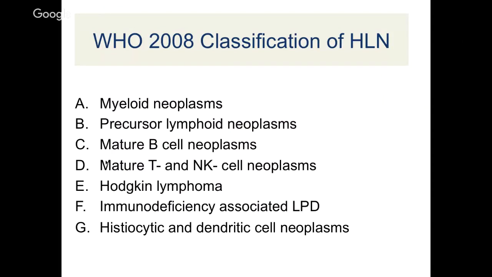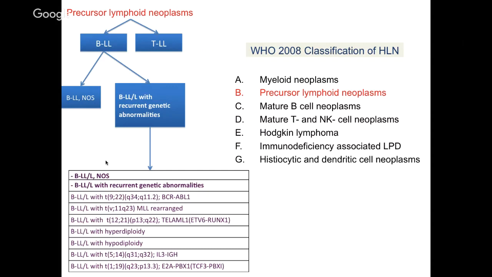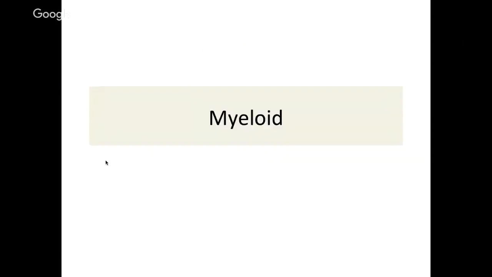So my talk is on acute leukemias and flow cytometry. I begin by sharing with you the 2008 classification, which was published many years back. We already have the 2016 classification now. The older and the new classification are more or less very similar. Some new genetic markers have come. If you look at this, the common leukemias, the precursor lymphoids, are B and T type, and they are further subdivided based on genetic abnormalities.